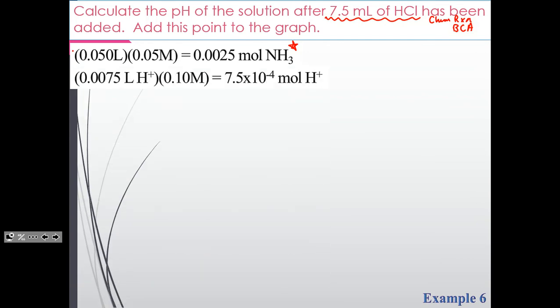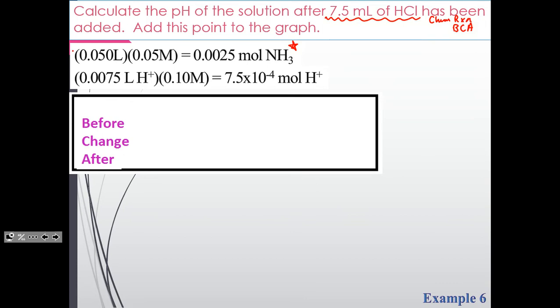So let's look at how many moles of H plus are being donated by the strong acid: 7.5 times 10 to the negative fourth. Again, this is where students get stuck with the BCA table. What equation am I writing? Remember that moles is the only thing that we can plug into our BCA table. We're going to write out NH3 plus H plus yields NH4 plus.